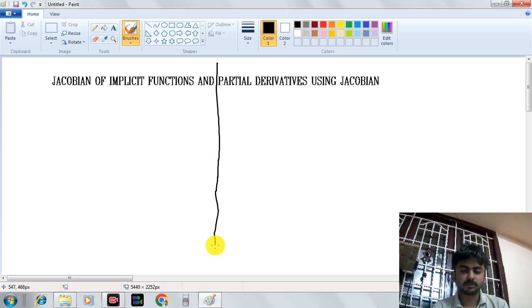The implicit function means a function of some variables, and those variables are also functions of some other variables. If u is a function of x and x is a function of t, then we can say there exists an implicit relationship between u, x and t. I hope you understand.